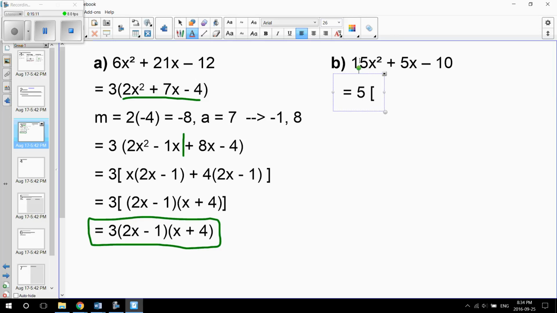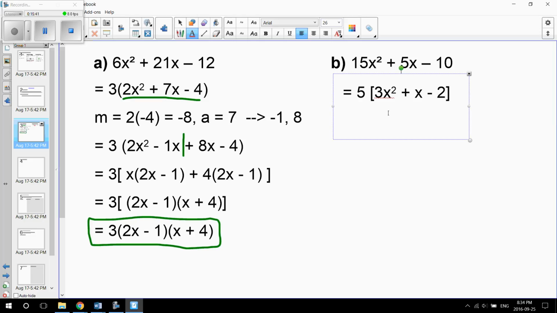So let's look at what's left after we factor out that 5. So 15x squared divided by 5 leaves us with a 3x squared. Then a plus 5x divided by 5 leaves us with just a plus 1x. And remember, we can just write that as a plus x. And negative 10 divided by 5 leaves us with a negative 2.